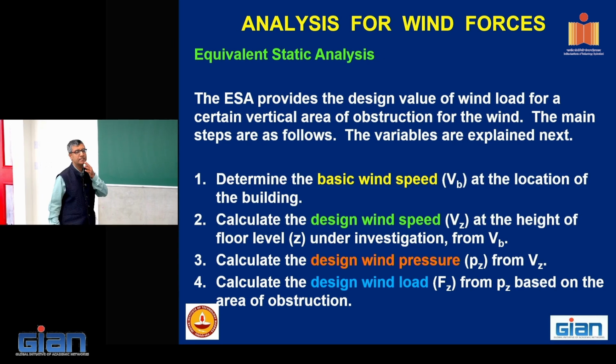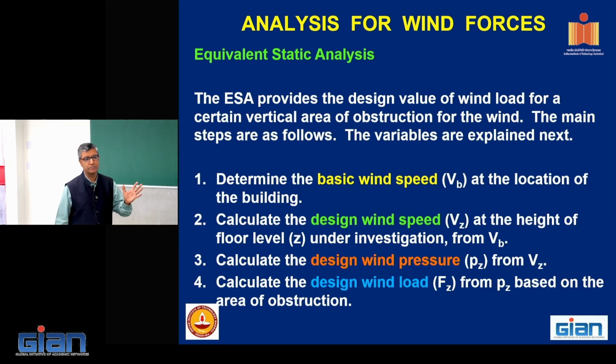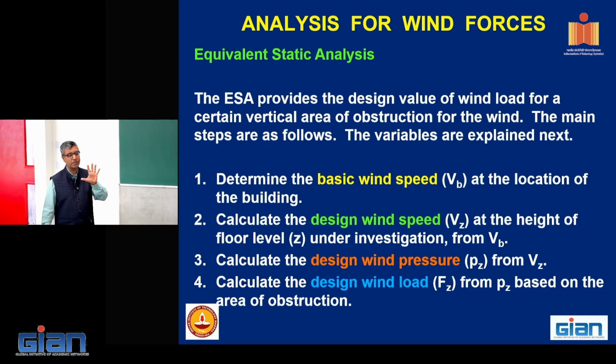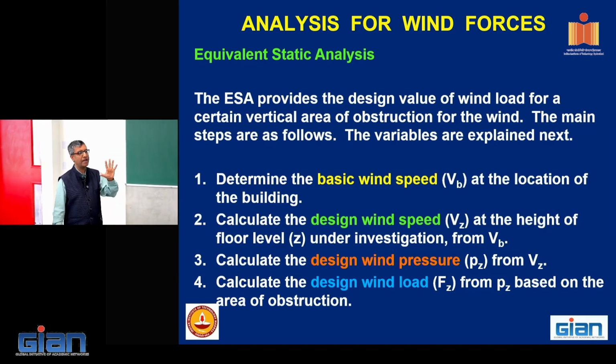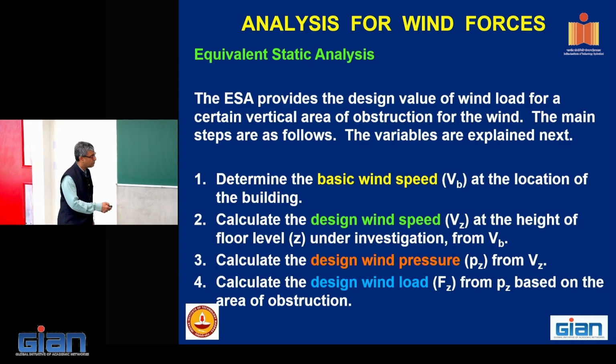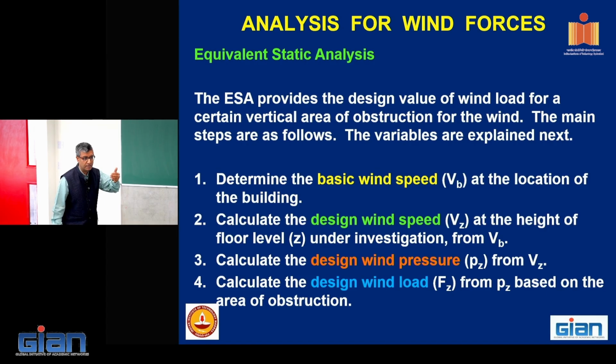And this is based on Bernoulli's theories, but the code gives a very straightforward approach: from the speed you get a pressure on the area which is obstructing the wind flow. From the pressure, you calculate the load at a certain level.